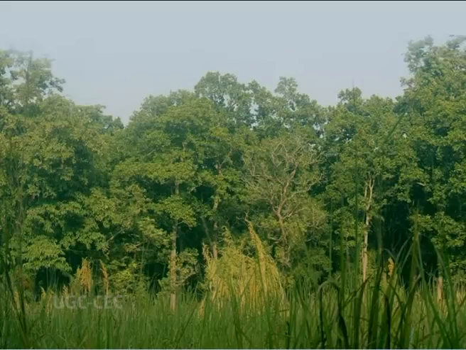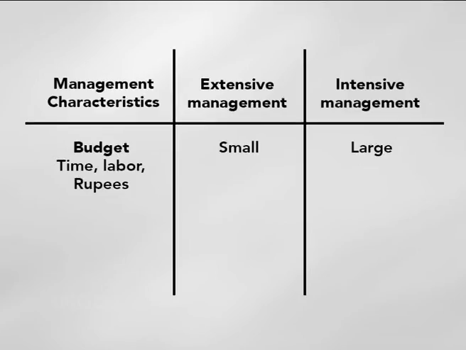There are broadly 2 kinds of management practices. Number 1 is extensive and number 2 is intensive. Now let us understand what are the differences between the two in terms of the management characteristics or units. In case of extensive management, the budget in terms of time, labor and rupees or money is small. In case of intensive management, it is large.